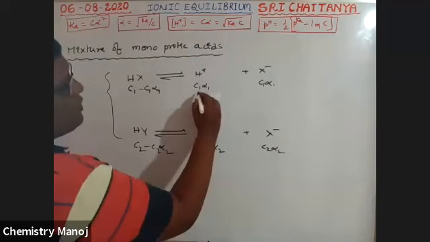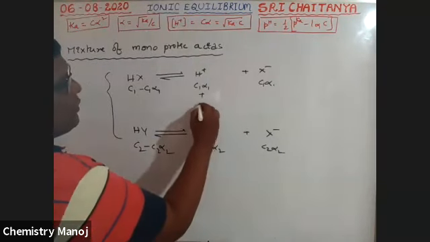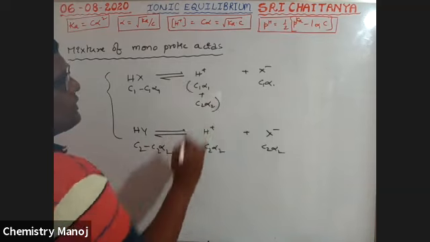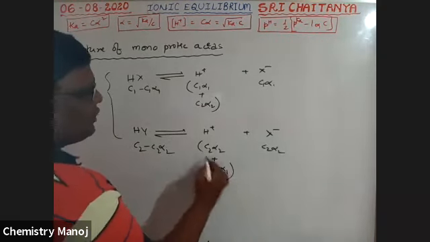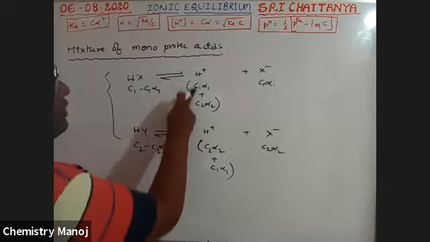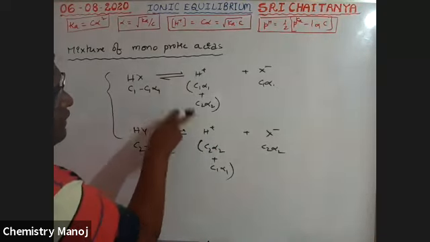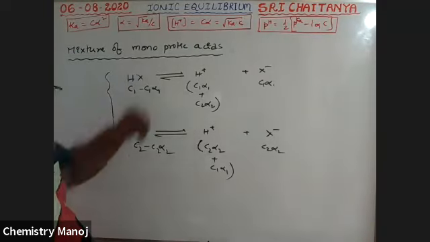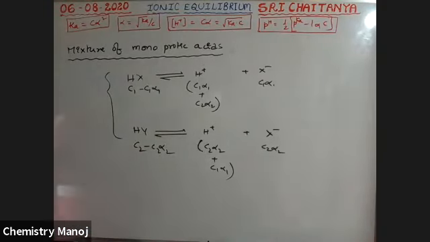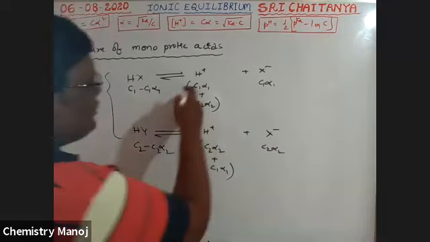Here how much is the H plus concentration? C1 alpha 1 plus C2 alpha 2, both are considered. Here also C2 alpha 2 plus C1 alpha 1, both are considered. Therefore H plus concentration here is this one and here also this one. So this is the way to find out the H plus ion concentration. So therefore finally, H plus ion concentration is this much.